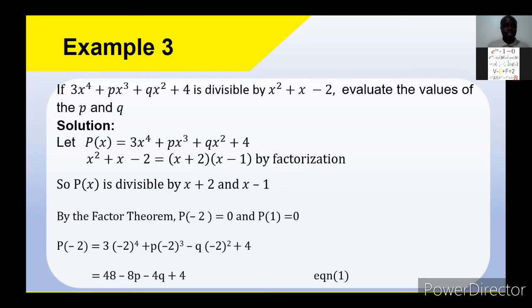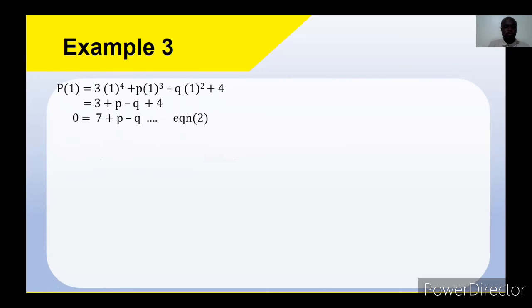So if we look at p of negative 2, when we do the calculation, it yields 48 minus 8p minus 4q plus 4. So that becomes 52 when we add that 48 and that 4. The other two terms will remain the same, that's the minus 8p and the minus 4q. We cannot add them because they are not like terms. So p of 1 will be equal to 7 plus p minus q, and that will be equal to 0 based off the factor theorem. And that now is equation 2.